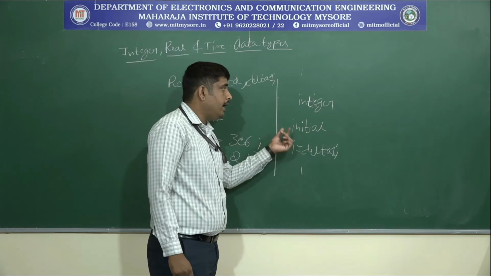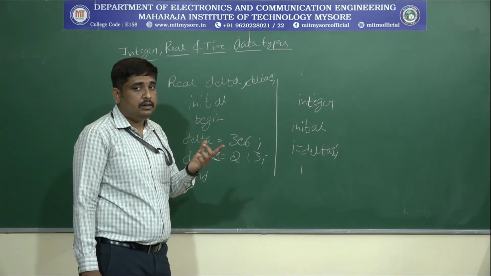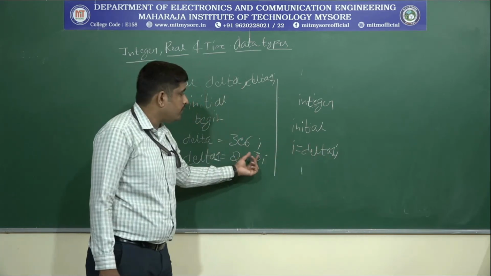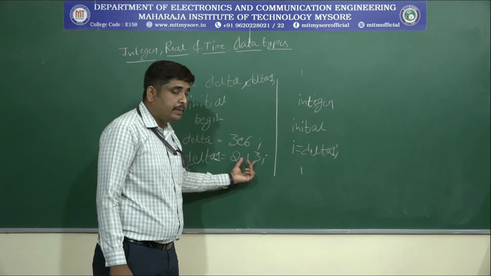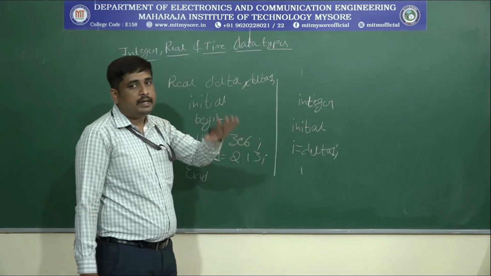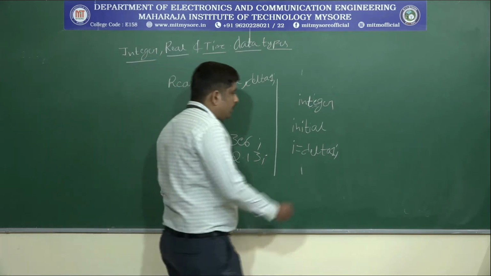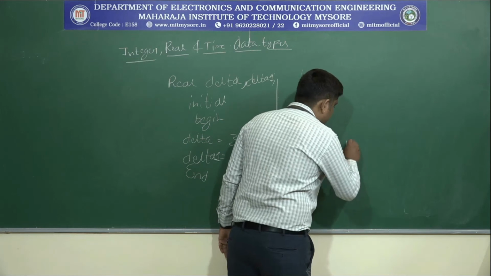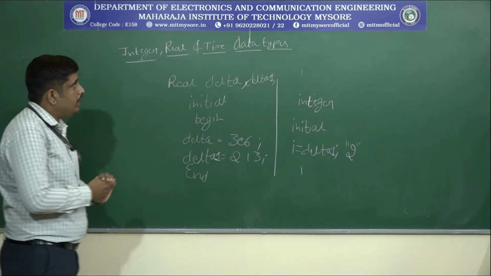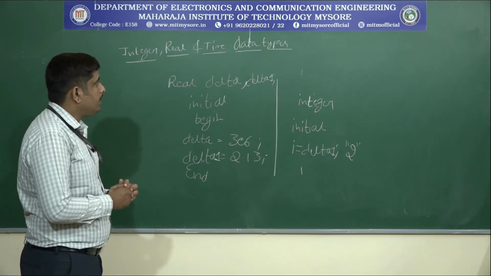In integer there is no decimal notation, right? So the value of delta 1 is 2.13, but that is a real representation. Once you write it in terms of integer, the value is rounded, so 2.13 is replaced by only 2. So this is the representation of a real data type.